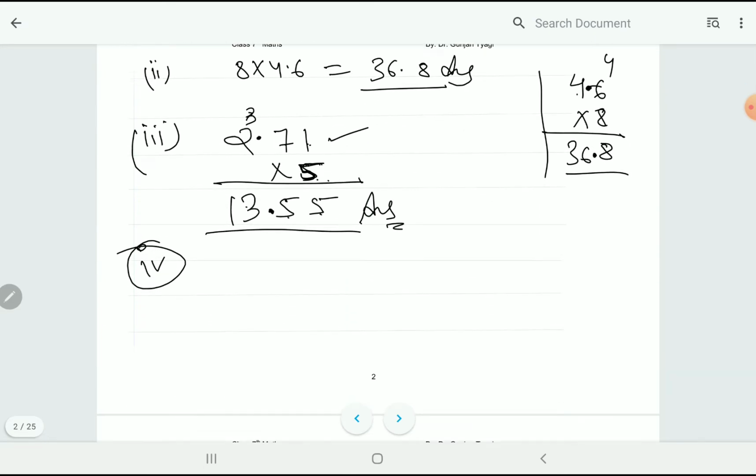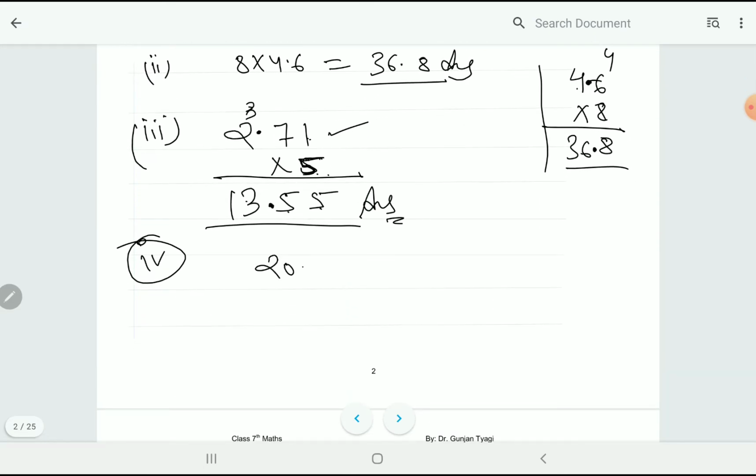20.1 multiply 4. 4 1s are 4, 4 0s are 0, 4 2s are 8. I did simple multiplication. Then I will check the place of the decimal, which is just after one place from the right. So in the answer it will come at the same place. This is the answer.